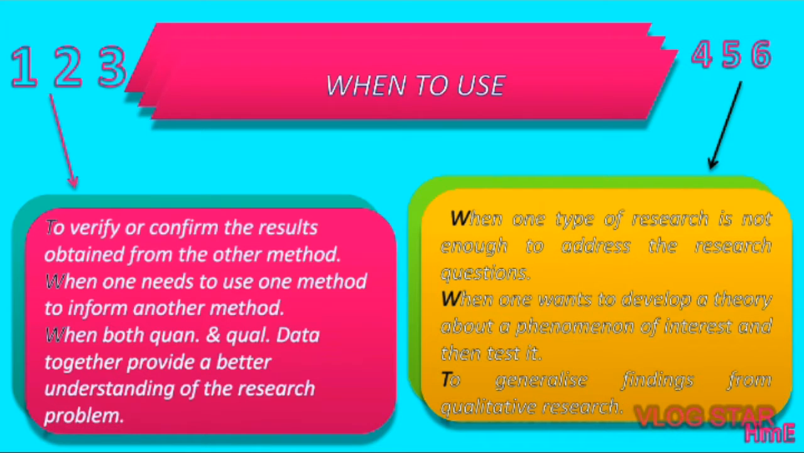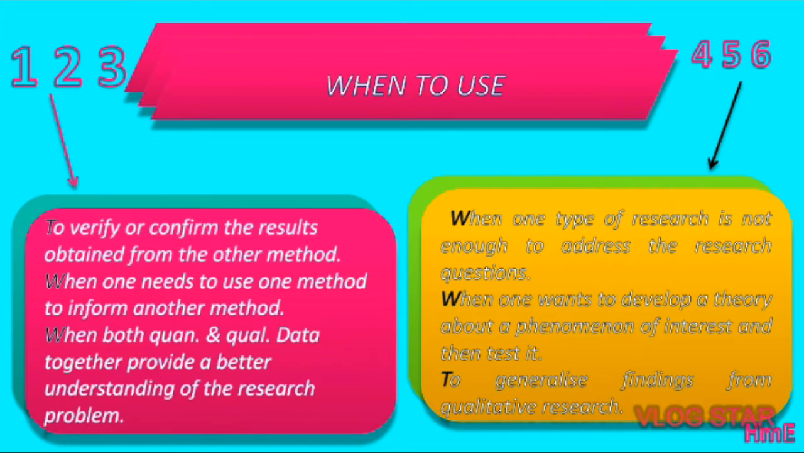To verify or confirm the results obtained from the other method, in mixed method the researcher has to employ two methods simultaneously, the quantitative and qualitative method. If the researcher first used a quantitative method, then he has to gather all the data quantitatively, analyze it, interpret all the data, and lastly come to the conclusion. So those results or conclusions can be verified and confirmed by using the qualitative method also. So both are complementary to each other.